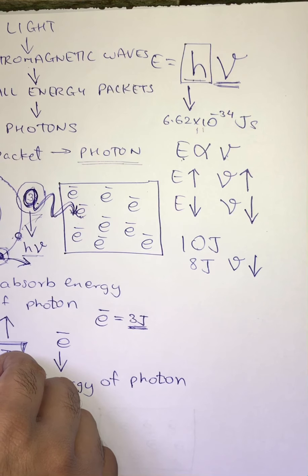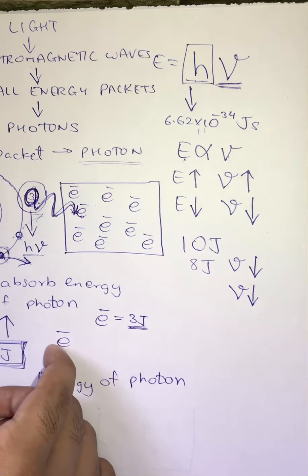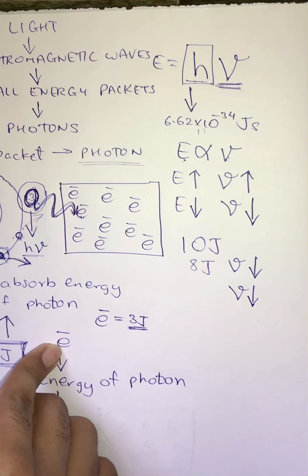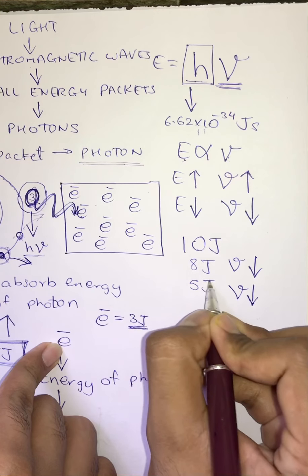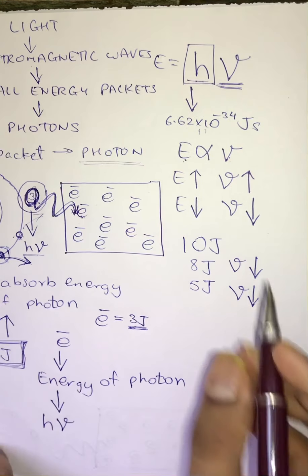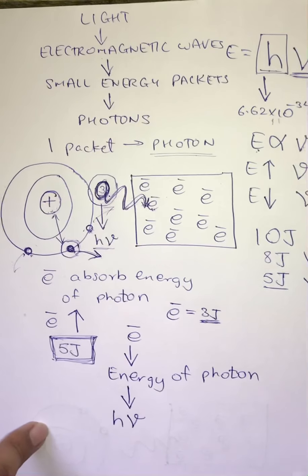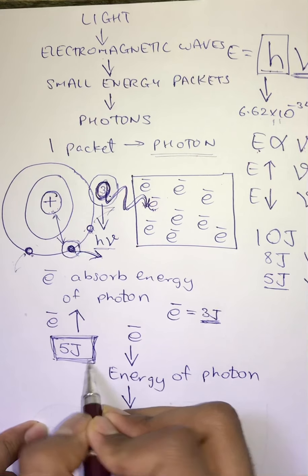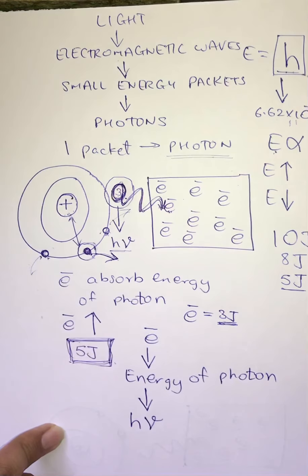Now further on, again I decrease the frequency. Since again I have decreased the frequency, let's say that the energy of photon has now become 5 joules. And what is 5 joules? 5 joules is nothing but the least amount of energy required for this electron to overcome the forces of attraction.